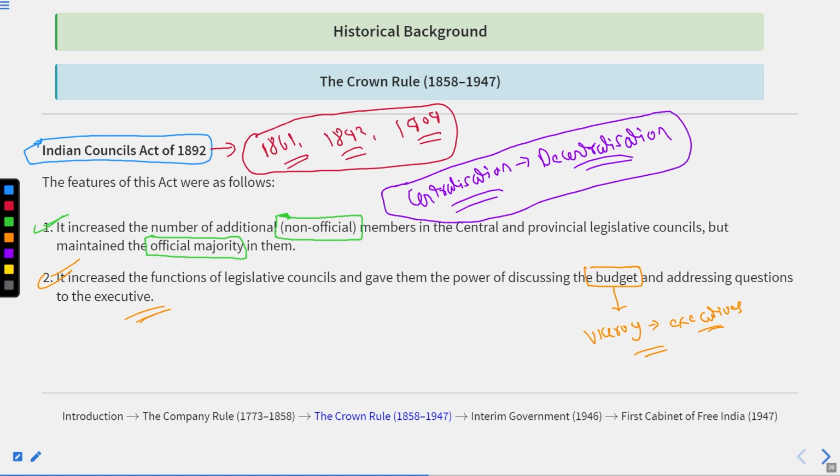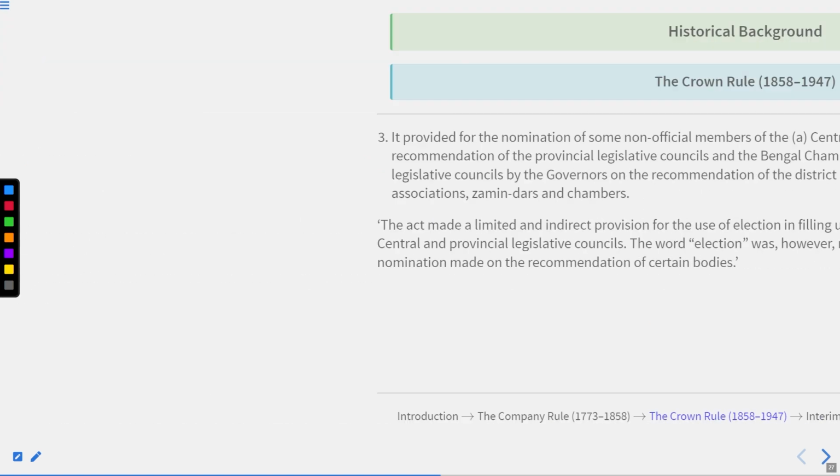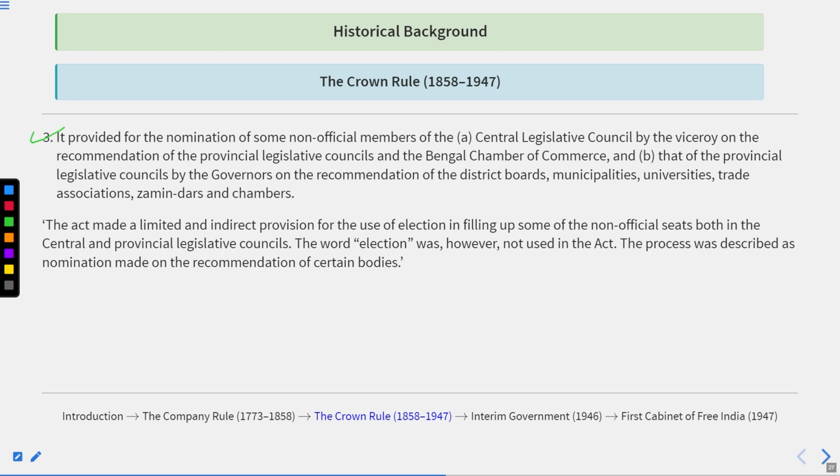Okay, and in approach of doing this, basically they had put the budget into the discussion during the meetings. Okay, even the question addressing powers were granted to the members in regards to the executives. All right. Thereafter, provided for the nomination of some non-official members of the Central Legislative Council by the Viceroy on the recommendations of the Provincial Legislative Councils and the Bengal Chamber of Commerce.